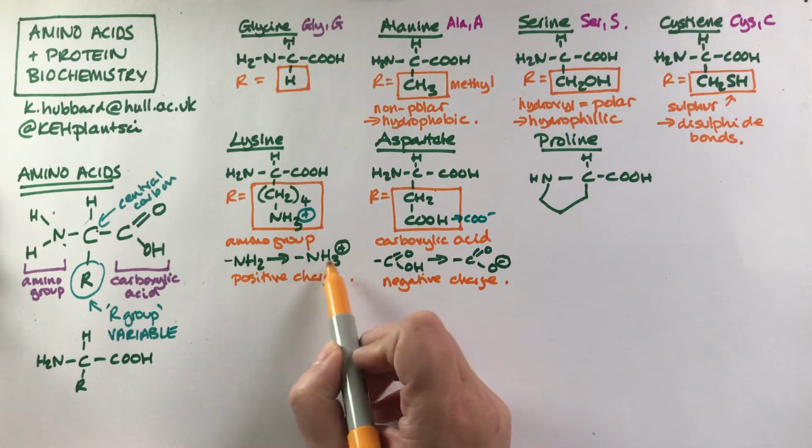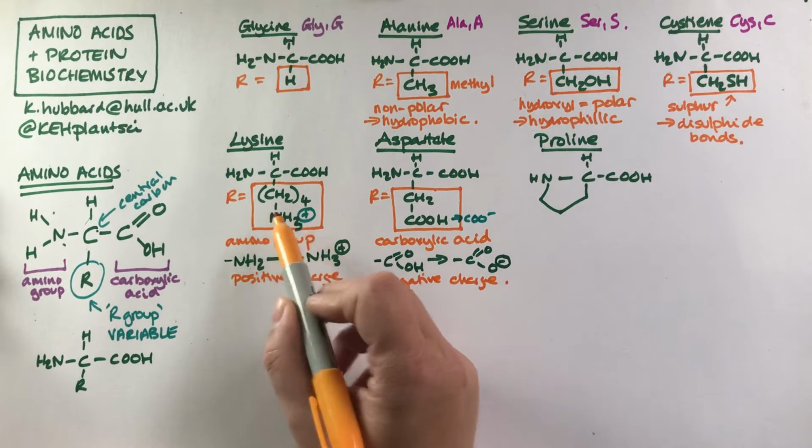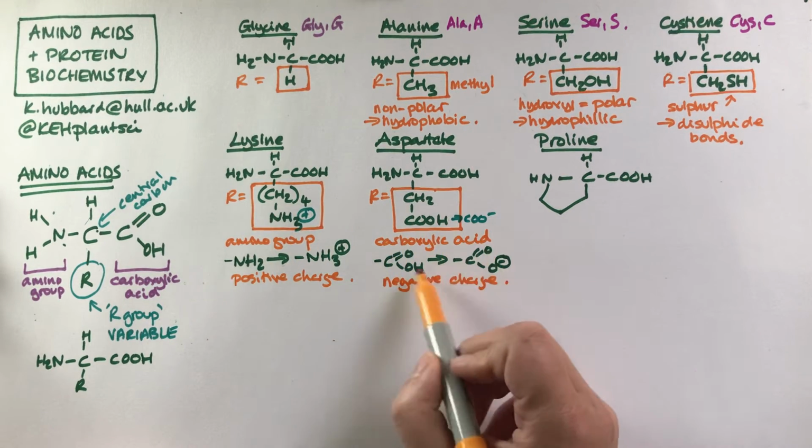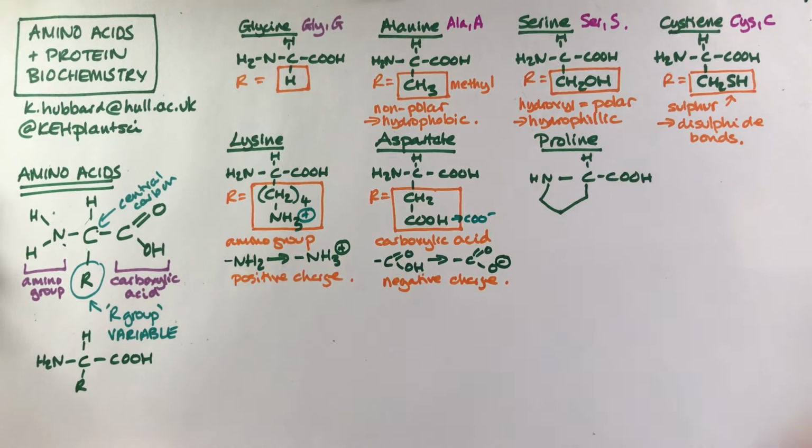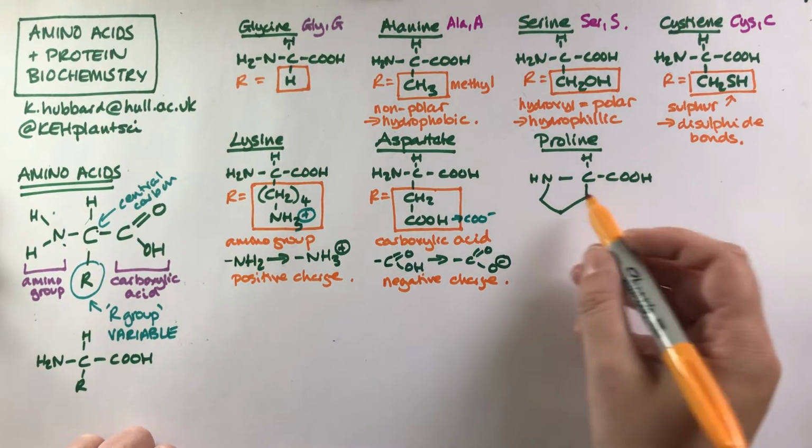Well, we've got one positively charged amino acid because of the amino group, and one negatively charged amino acid due to the carboxylic acid group. They would then start to be attracted to each other. The weirdest amino acid is proline.